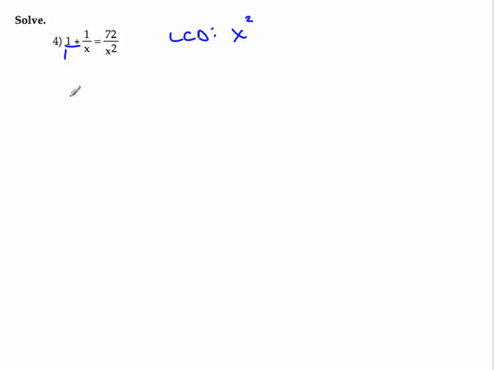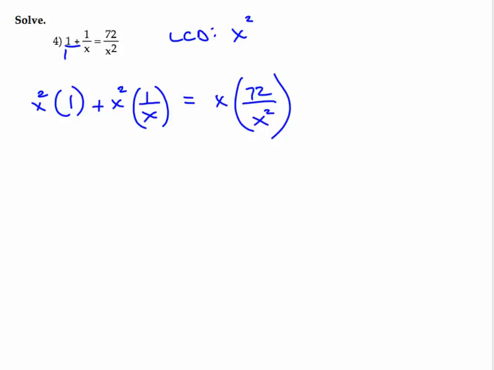So I'm going to take the 1 and multiply it by x squared, plus I'm going to take the 1 over x and multiply it by x squared, and I'm going to take the 72 over x squared and multiply it by x squared. Notice that this part here is the only thing that I've changed, and if you multiply every term by the same thing in an equation, it doesn't change the equality of it. Okay, so once I've done that, now I just look and see what I have left over.